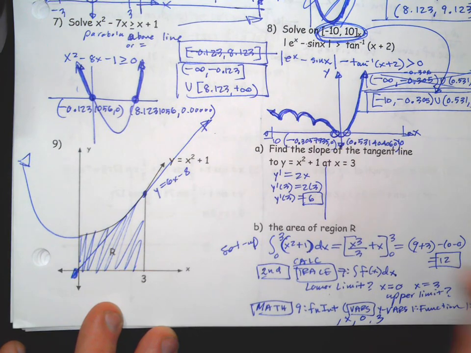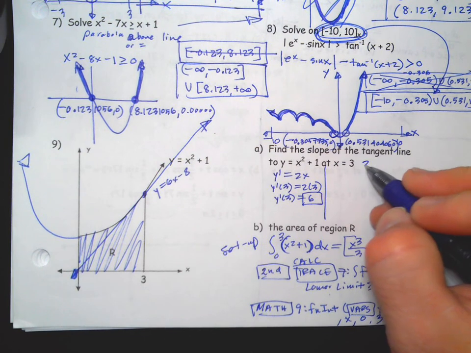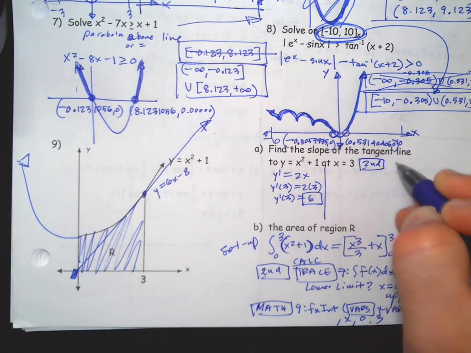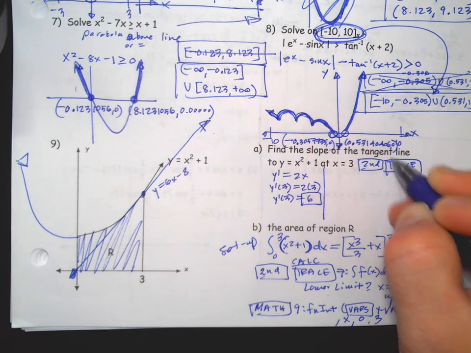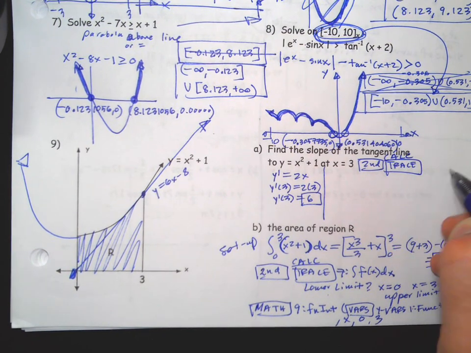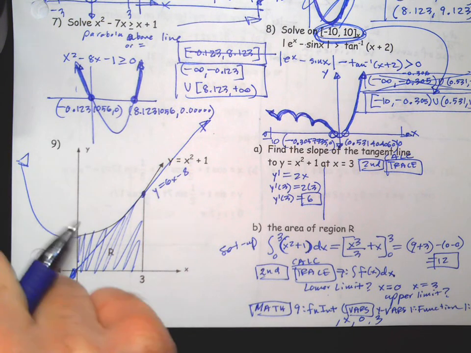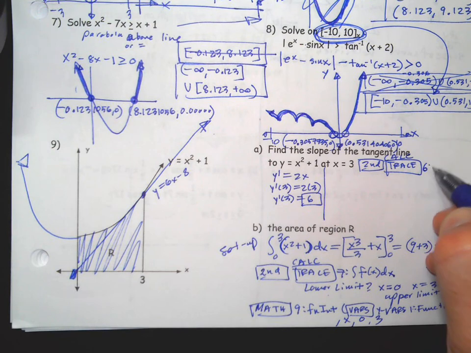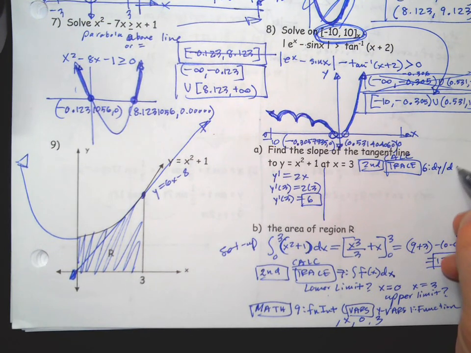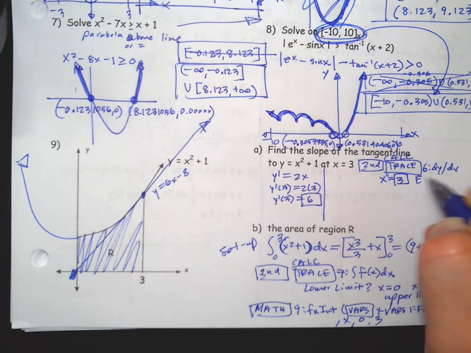That works. For derivative, you do second trace, calculate, number 6, dy dx, and then you say x equals 3. You hit enter.